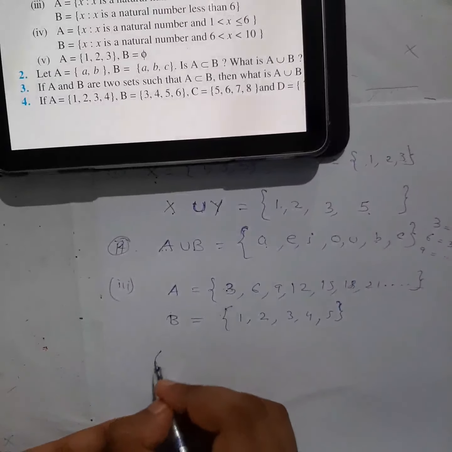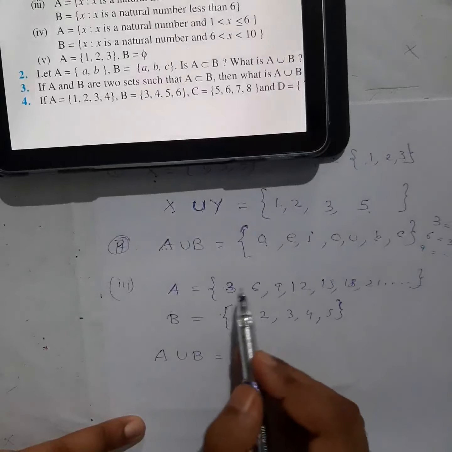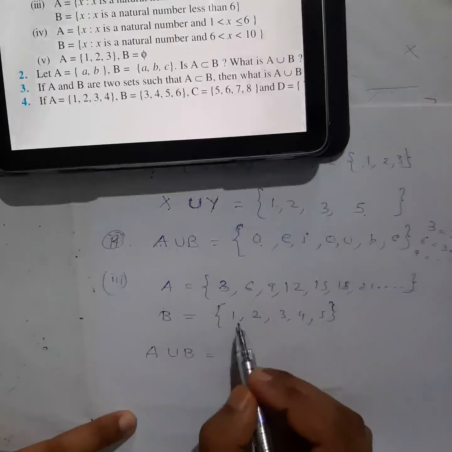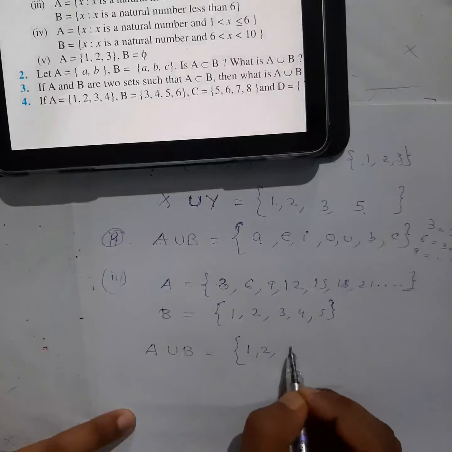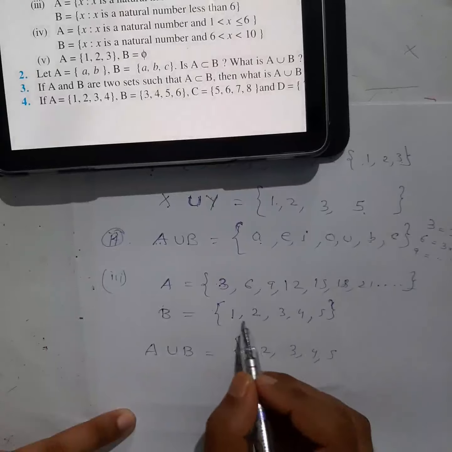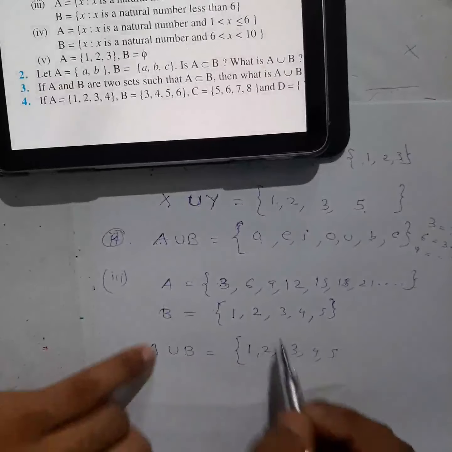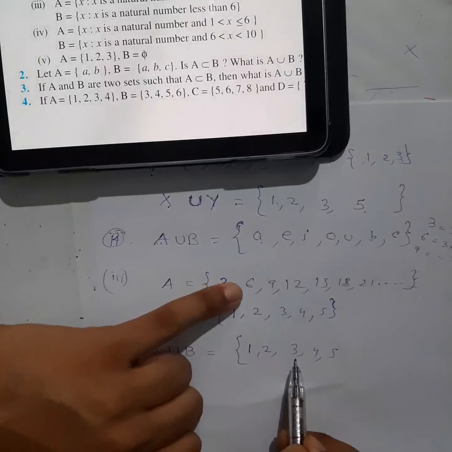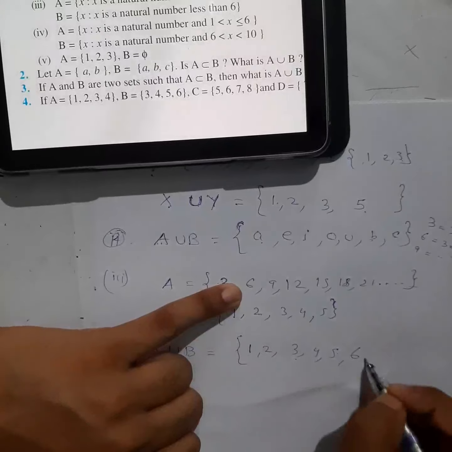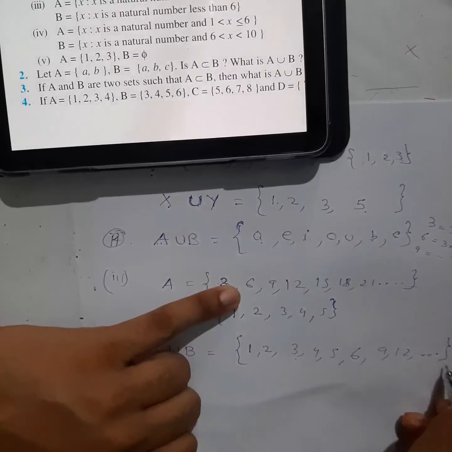Now I have to find the union of these two sets. So A union B means all elements of A and B. So 1, 2, 3, 4, 5 will be there. Okay. Then after that, see, all elements of B I have written, right? Now all elements of A also I have to write. Now 3 is already written, so I will not repeat. Next 6, 9, 12, it will go on. Okay.